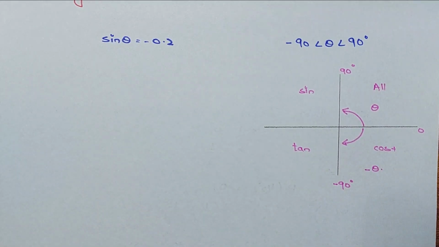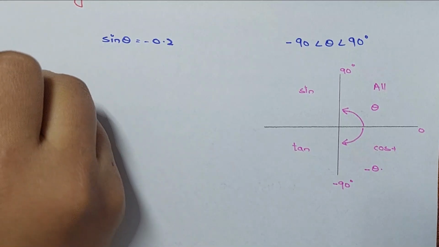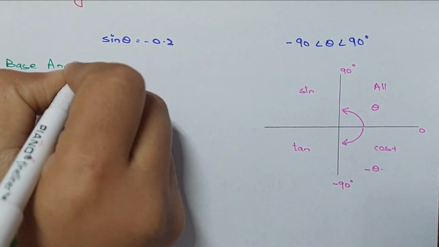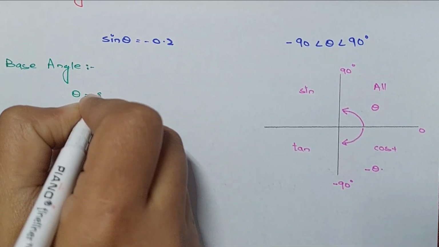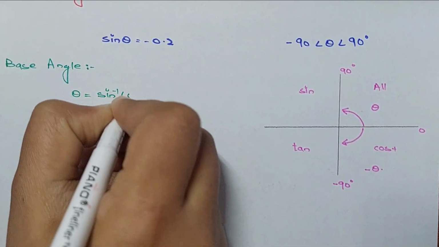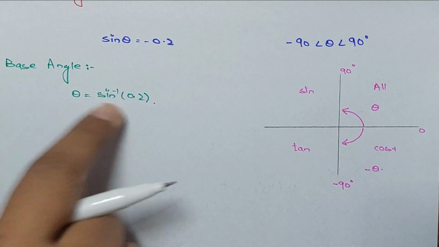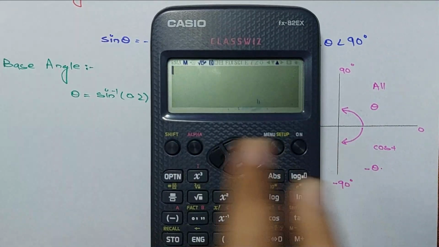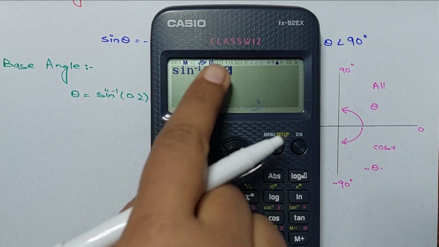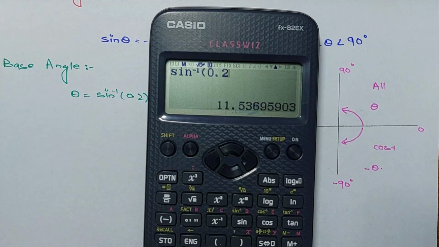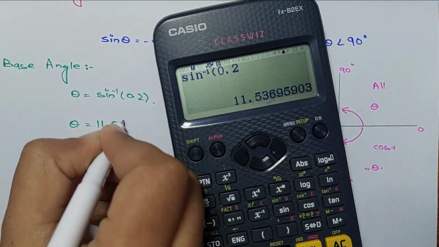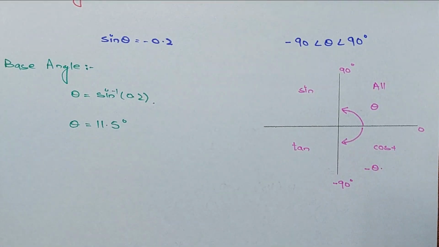Okay, so in this case it says sine. First thing, find out the base angle. So the base angle is theta equals to sine inverse of 0.2. This is in degrees, right? Positive. Whenever you're dealing with the base angle, it's always positive, right? Sine inverse 0.2. This is in degree mode, right? 11.5. Theta is 11.5 degrees, right? This is a base angle.